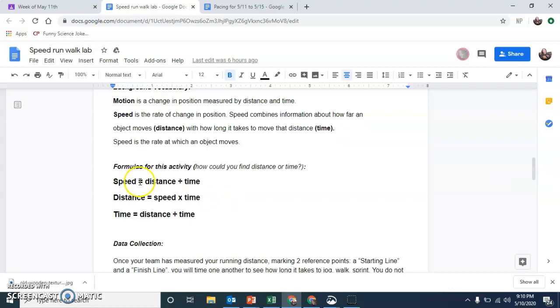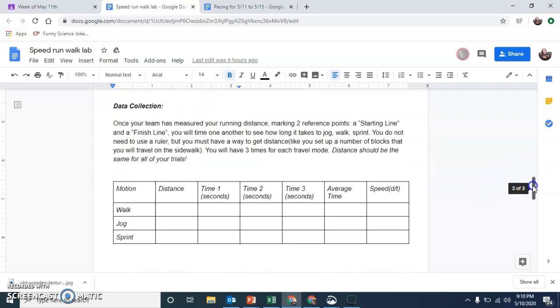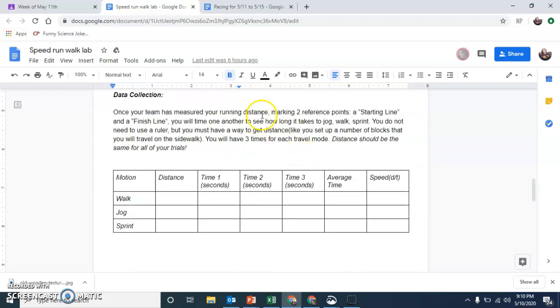The formulas that you're going to need, the main formula you're going to need is speed equals distance divided by time. For your data collection, what you guys are going to do is you're going to mark 2 reference points, a start line and a finish line. You're going to see how long it takes for you to walk, jog, and sprint those 3 distances.